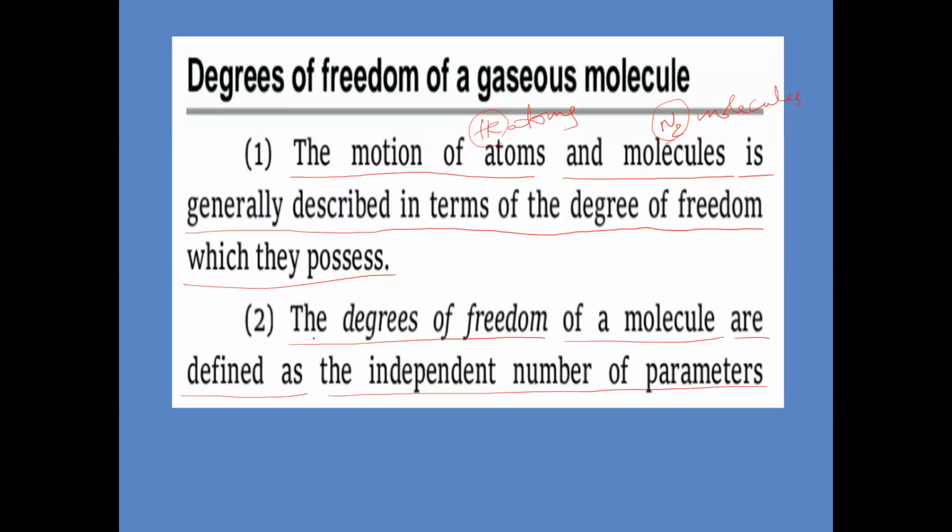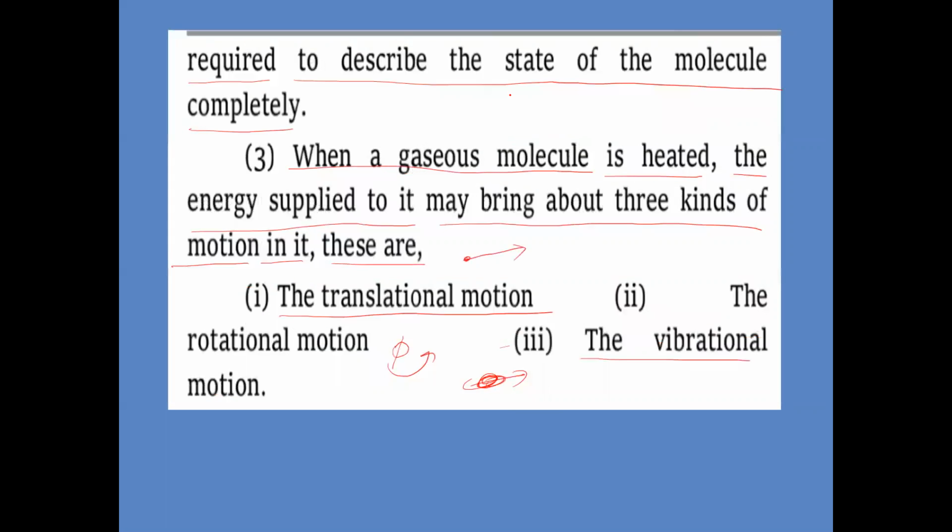The degrees of freedom of a molecule are defined as the independent number of parameters required to describe the state of the molecule completely. So to describe the state of the molecule completely, we need degrees of freedom.